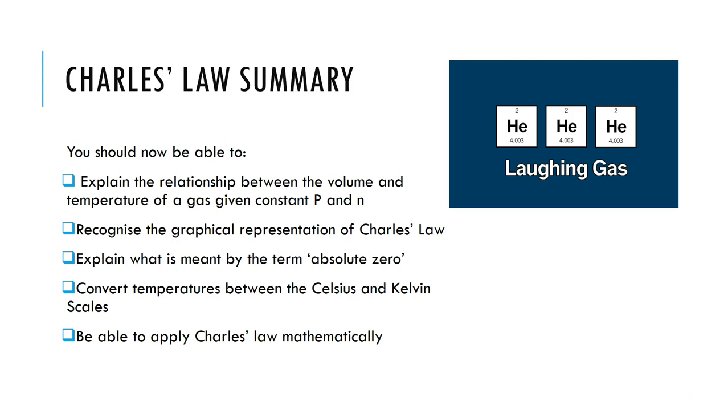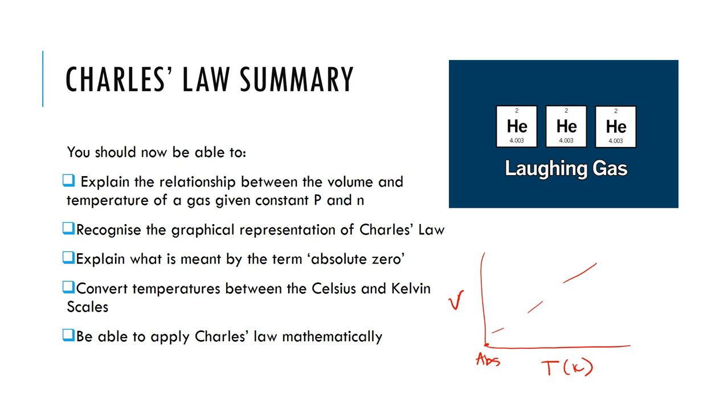So, Charles' law summary. Much the same again, we need to be able to explain the relationship between volume and temperature, that being that they are directly proportional. As one goes up, the other goes up, as long as the pressure and number of moles is kept constant. We need to recognize the graphical representation of Charles's law, this time remembering that we have V and T, and then it extrapolates back to absolute zero. If temperature is in Kelvin, it won't pass through the origin if temperature is not in Kelvin.